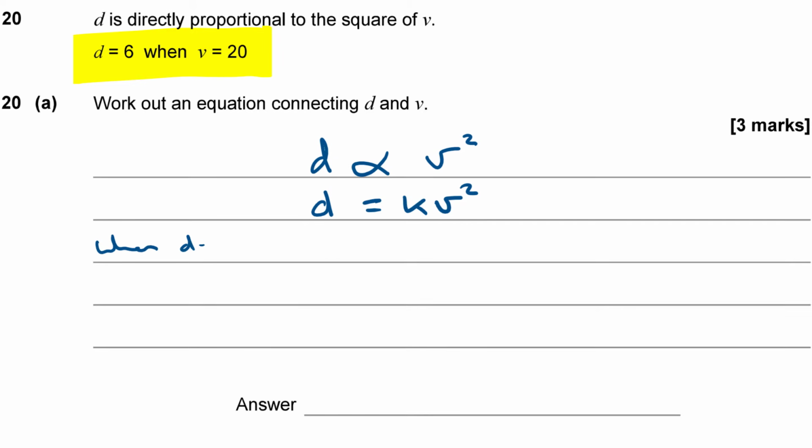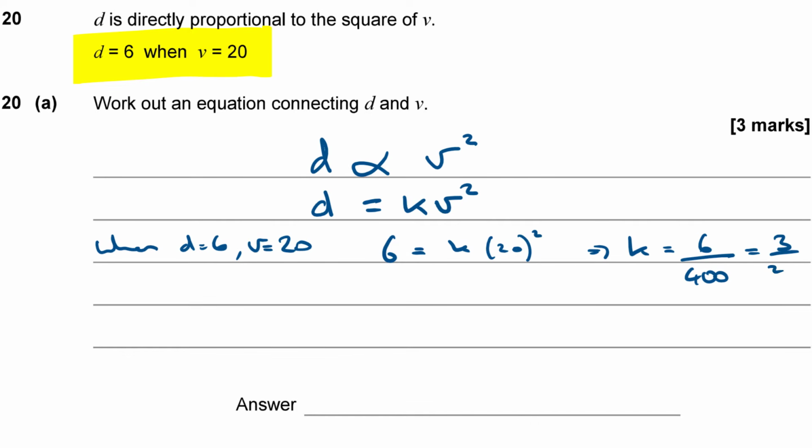When D equals 6, they always give you a pair of values that go together, and the reason they do that is so you can work out the constant. So when D is 6, V is 20, so subbing that in, 6 is equal to K lots of 20 squared. Now 20 squared is 400, so cross multiplying, that tells me that K is equal to 6 over 400, which I can cancel down by dividing both by 2, which is 3 over 200. I'm just going to leave it like that as a fraction.